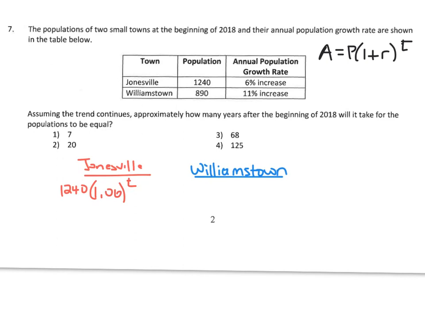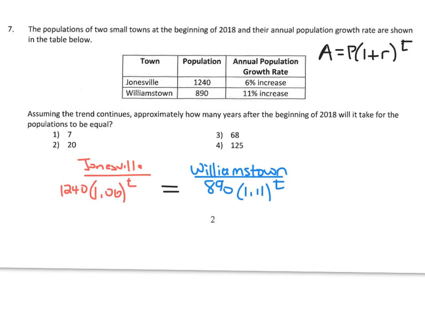Okay, now for Williamstown, they initially started with 890 in 2018, and since they're growing at 11%, that would be 1 plus 0.11, so that's 1.11, and we'll raise that to the t power. Now we want to know when will they be equal. All right, so you could solve this algebraically if you wanted to, but it's multiple choice.